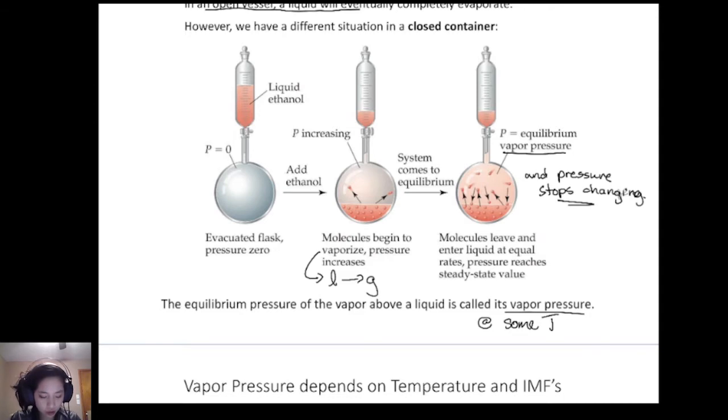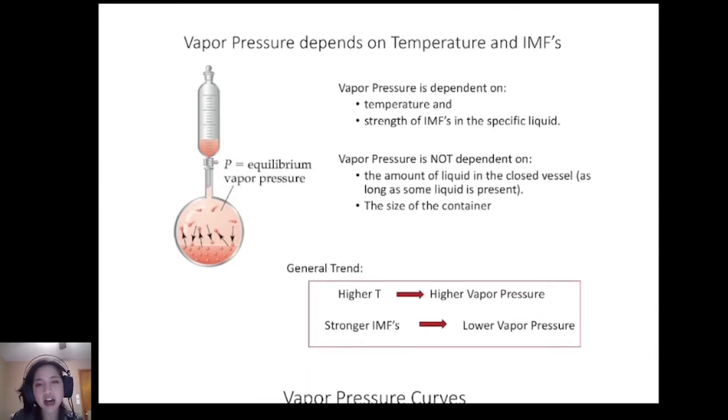Okay, so let's talk about vapor pressure and how that depends on temperature and intermolecular forces. So the vapor pressure that you measure, we measure this once the pressure stops changing, we can measure some type of pressure. What that value is dependent on is a couple things. One, it's dependent on the temperature of the sample.